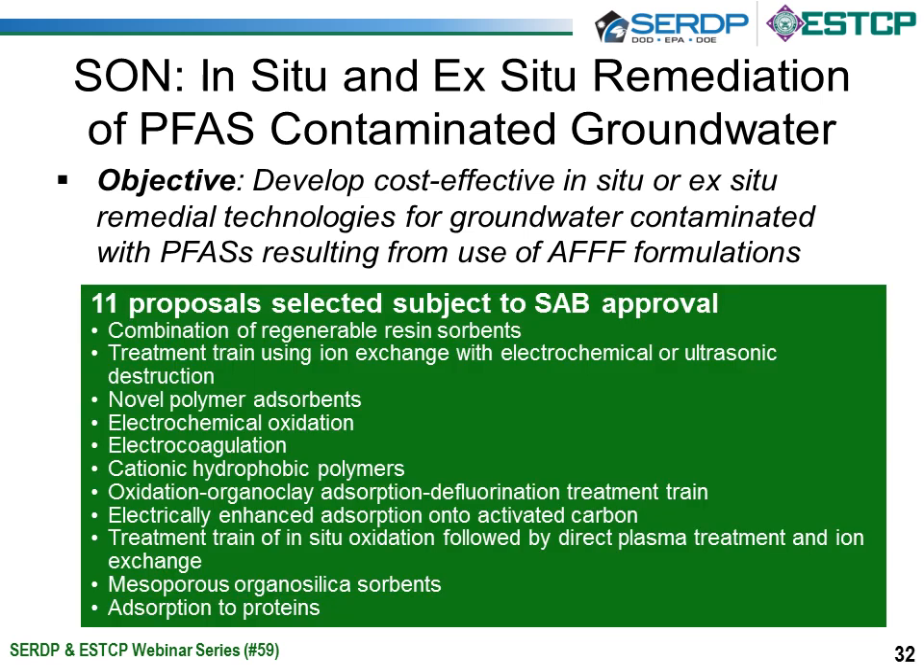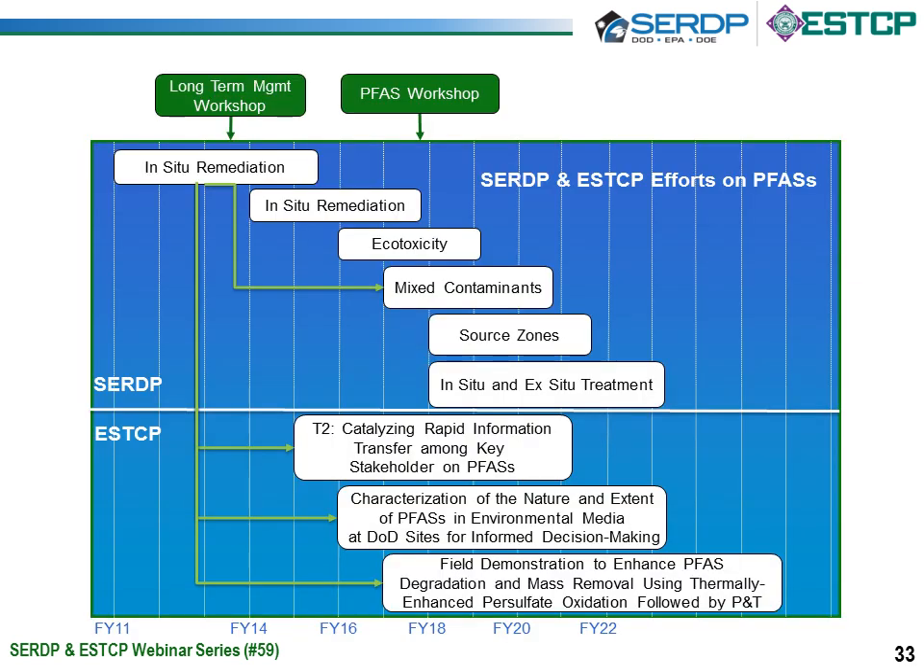We have selected 11 proposals at this point, and as I said before, these are subject to the approval of our Scientific Advisory Board. Again, that will occur in October. We hope for approval of all of these, and then we should have descriptions of these projects available on the website I mentioned earlier by November. But you can see there's quite a few different technologies that are being investigated under these 11 selected projects. Slide 33. So that describes what we've done to date.